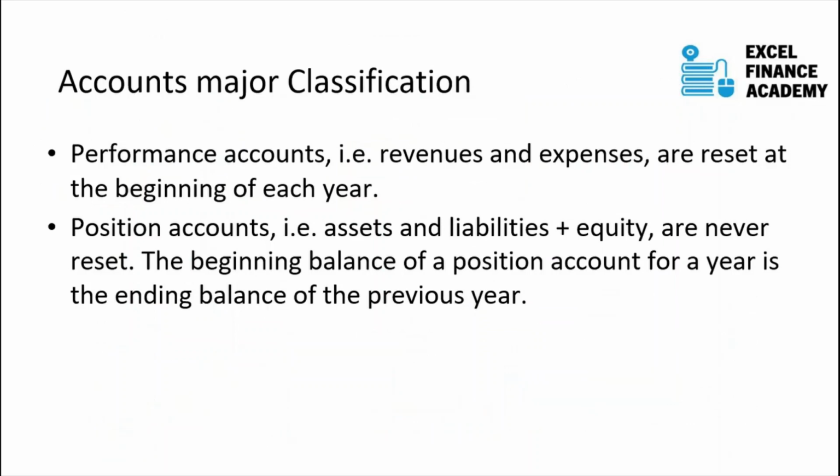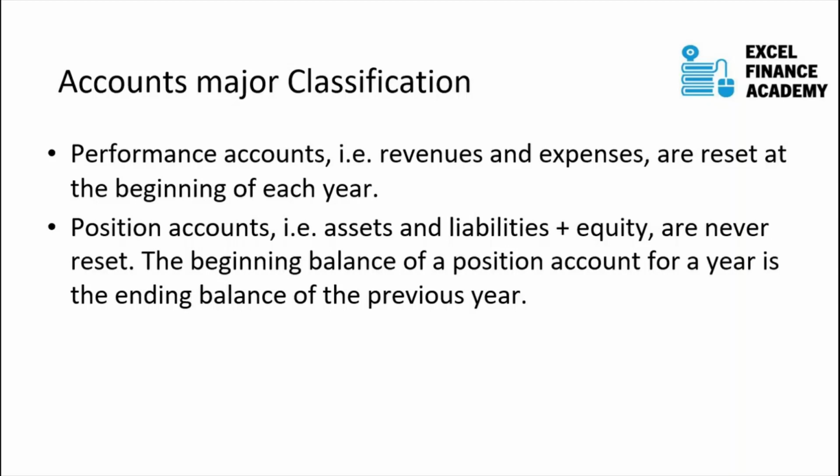Now the next thing is how we do the classification. You have recorded a journal, and you learned that we have to make the general ledgers, correct? But how will you know which account will go to profit and loss, which account will go to balance sheet, and what are the revenues and expenses? So we normally categorize our accounts into two parts: performance accounts and position accounts. Performance accounts means our revenues and our expenses. They show our performance: how much money we earn, how much money we spend.